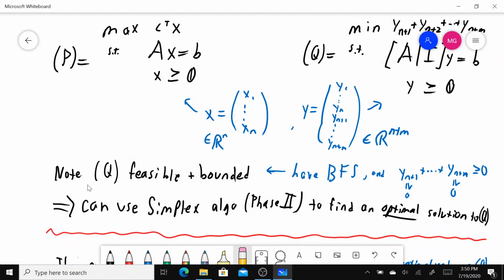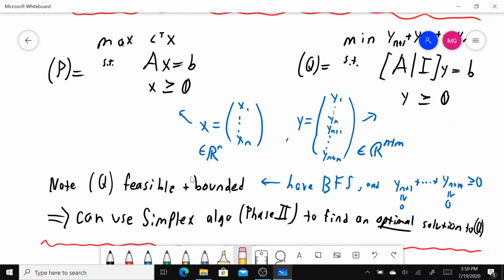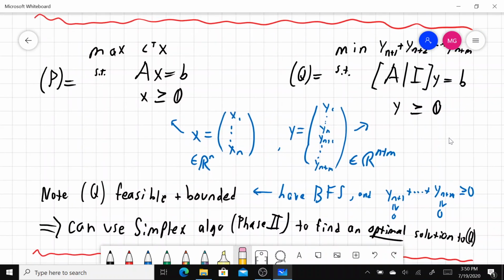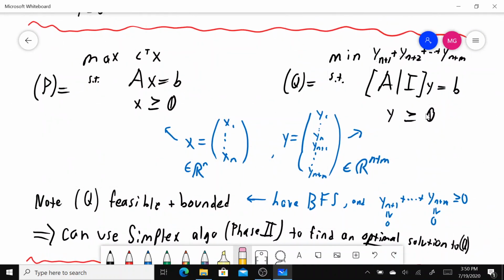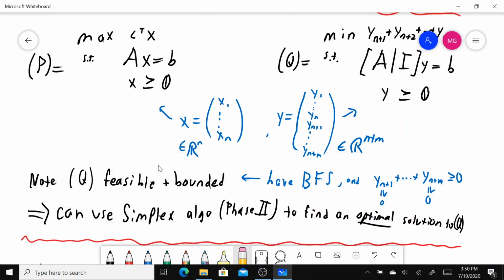One thing to note is that this auxiliary Q is feasible and it's bounded. It's feasible because we not only have a feasible solution, we have a basic feasible solution. And it's bounded because each of the components has to be non-negative, and we're trying to minimize this sum. So at best, we're going to get zeros for each of these components. We don't know that we can get that, but that's the best we could hope for. And so 0 is a lower bound on this objective function. So it's feasible and bounded.